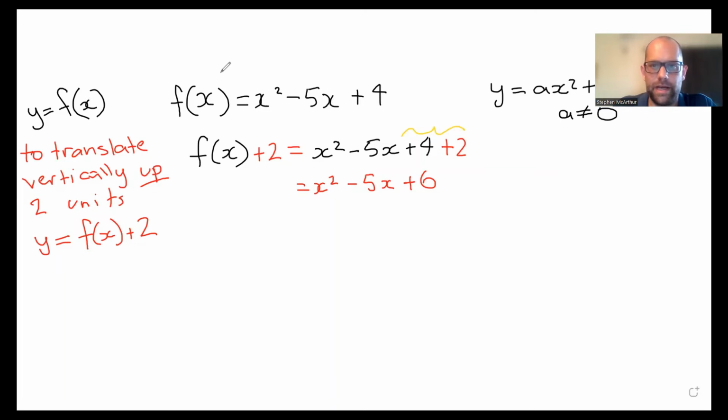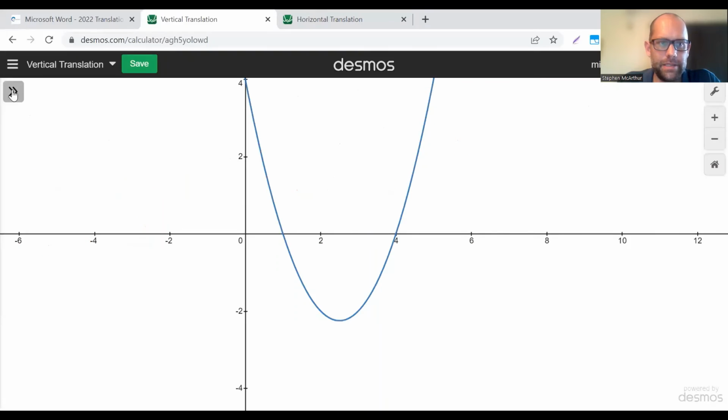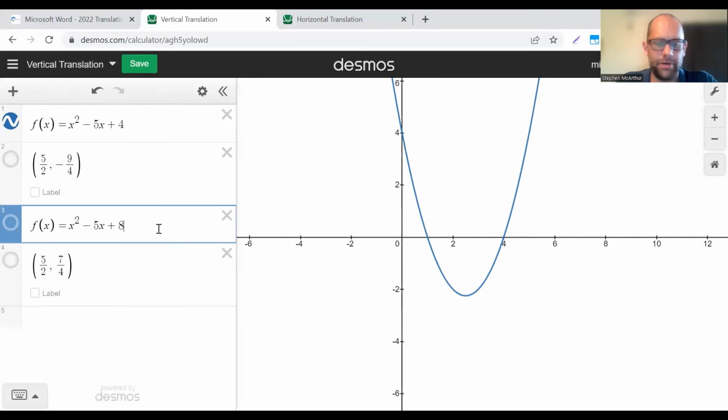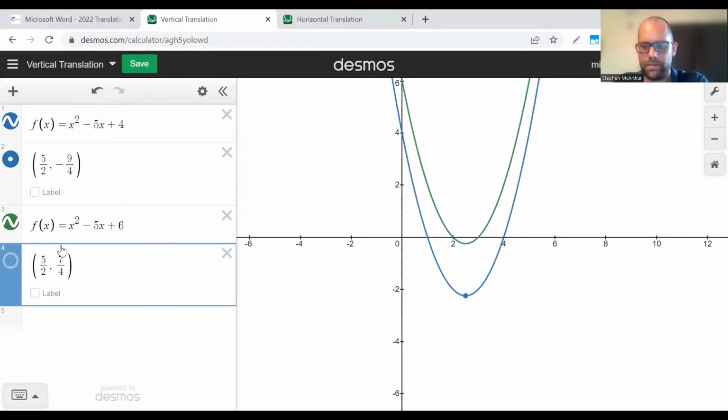So let's have a look at our function here, x squared minus 5x plus 4. Let's go back to Desmos. Let's put it in where it belongs. And what should we do here? Let's go plus 6.